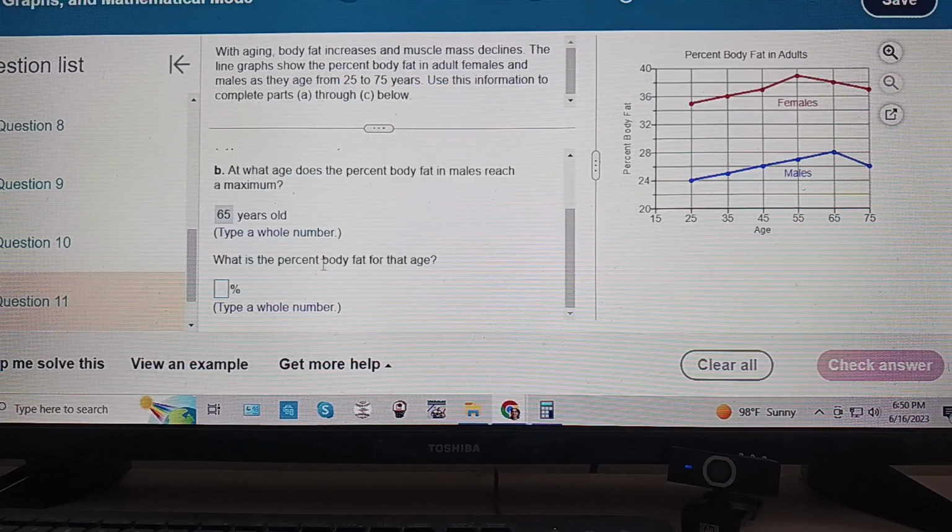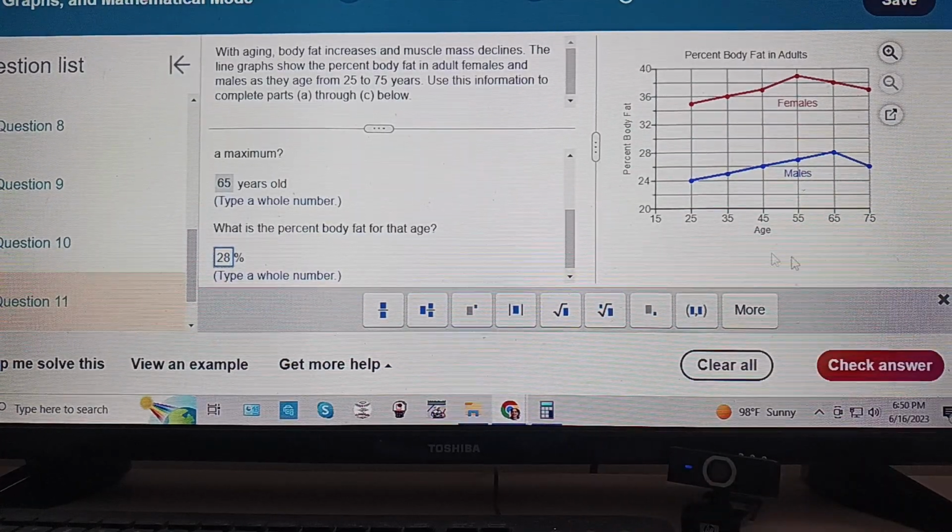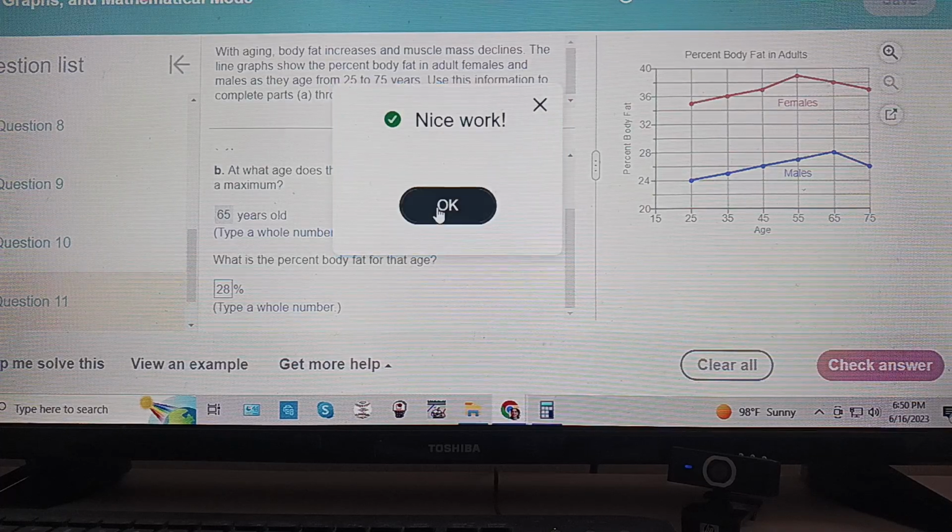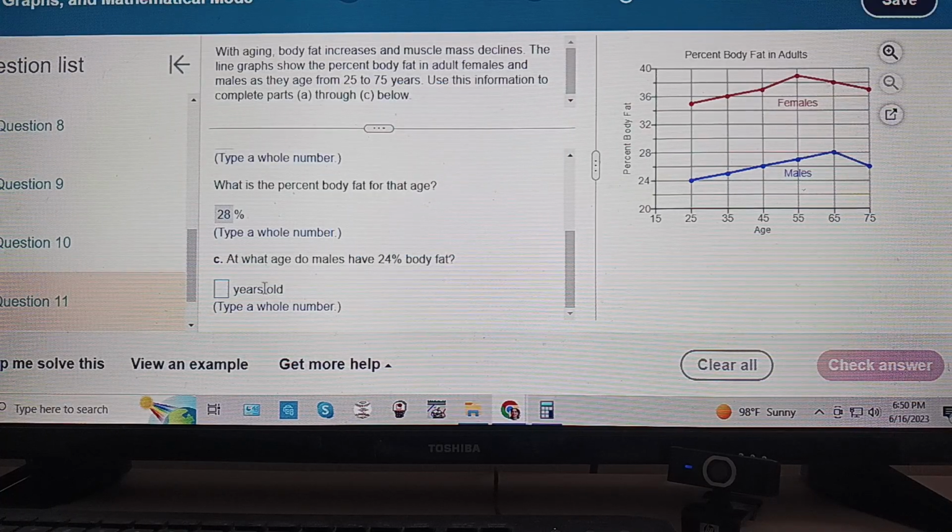What is the percent body fat for that age? See, that's the other half of the graph. So if you're at this spot exactly, and notice they made it land exactly at a spot so that it's exactly at 65 years old and it's exactly 28% body fat. So they asked about both of those at that one spot. Okay, what age do males have 24% body fat? So find the 24 here, and then go across till you hit a dot right there. Age 25 is the answer.